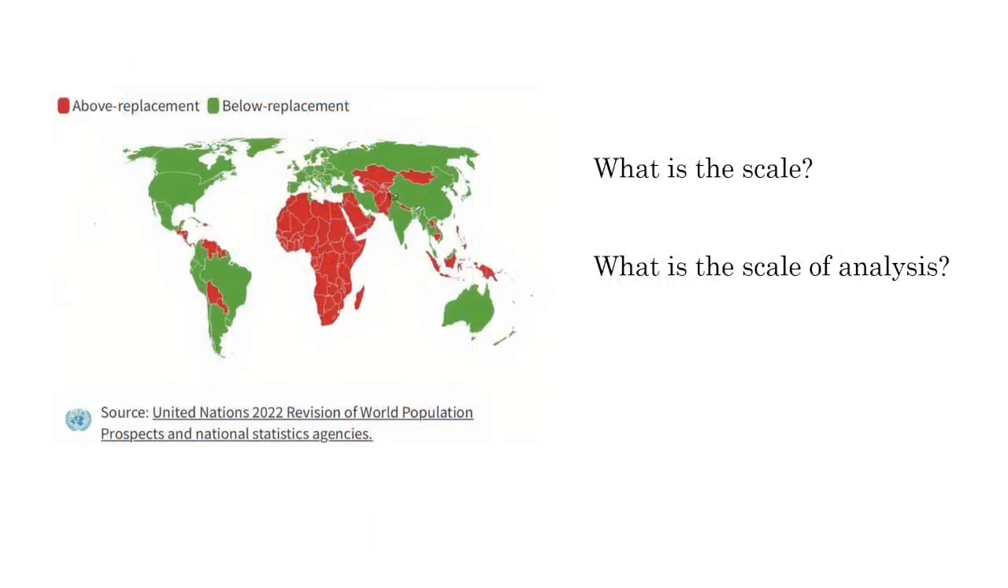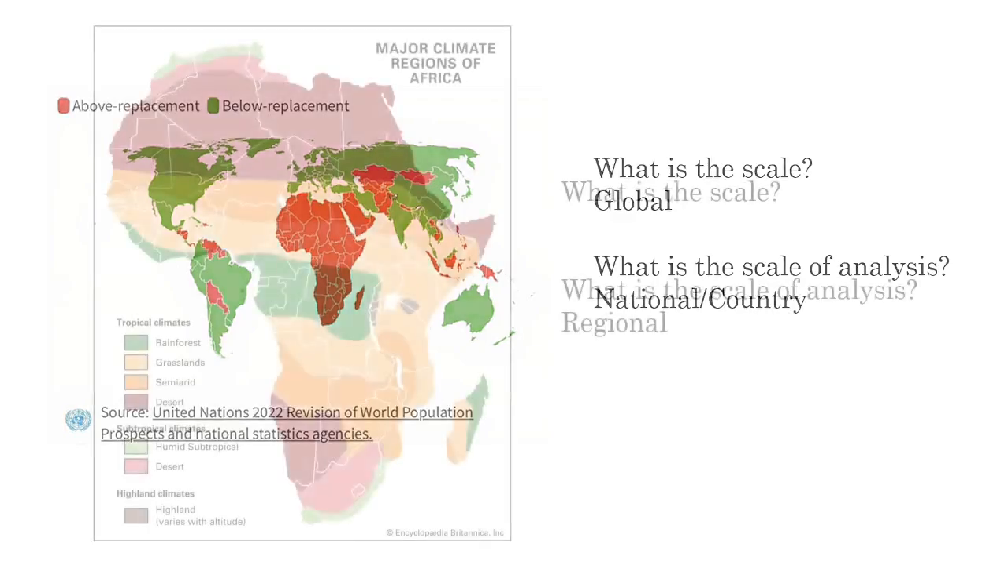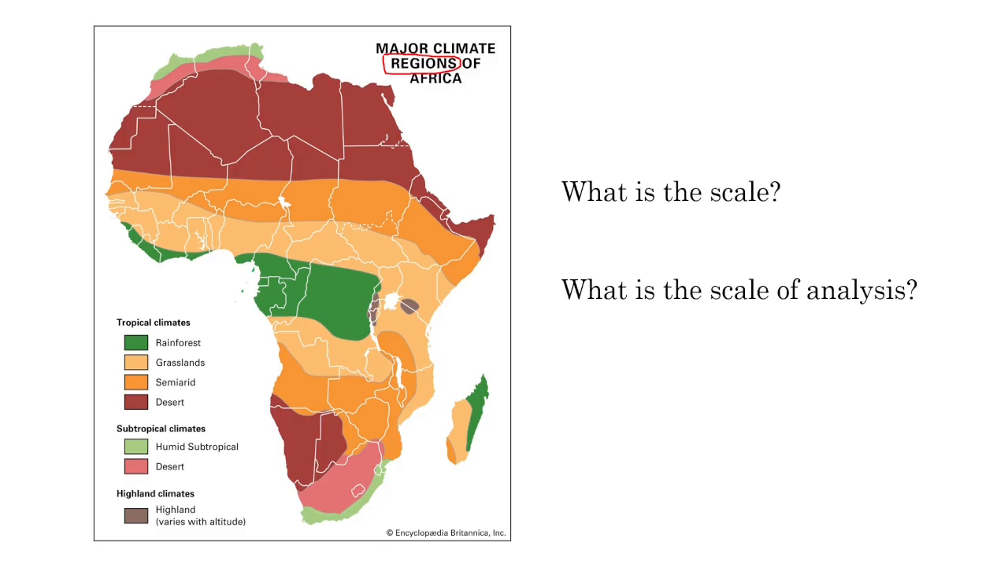All right, here's another one. We're looking at the world, so that's a global scale. Now, what is the scale of analysis? It varies between countries. Again, it's just at a global scale, so it's still national and country. All right, here we're looking at a map of climate regions of Africa, and I boxed regions for a reason. We are looking at a continent, the continent of Africa, so that is our scale.